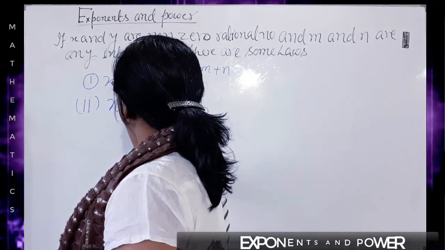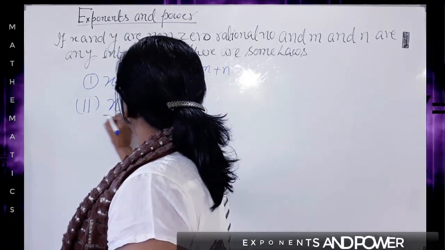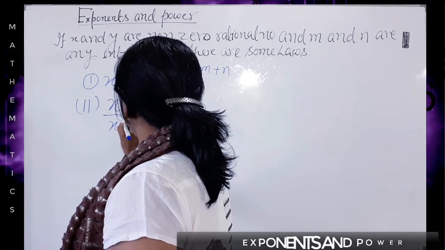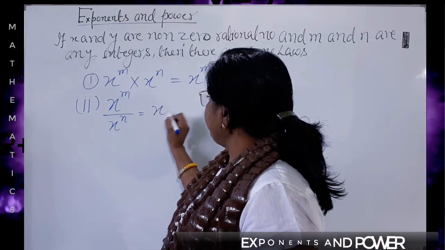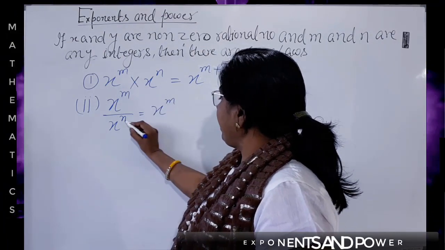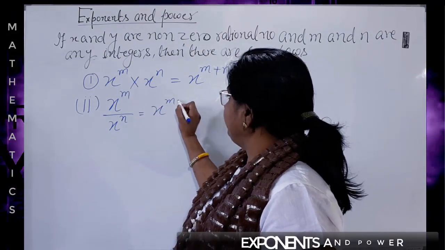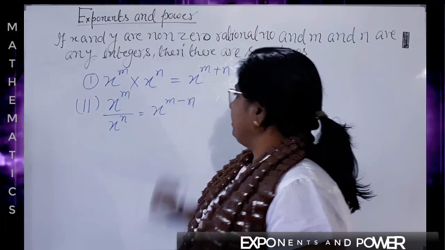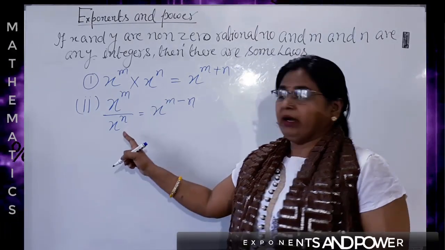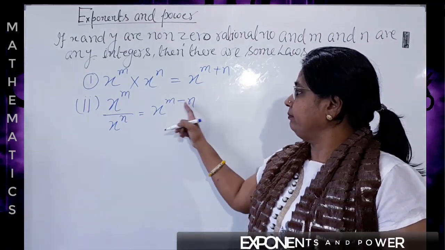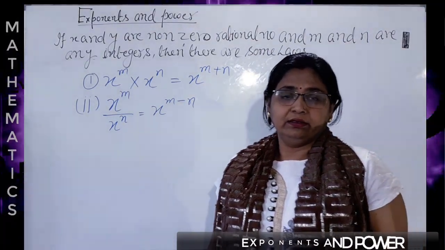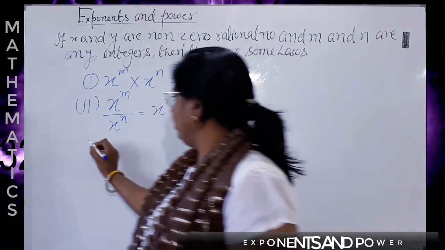Second law is x to the power m by x to the power n is equal, we can write x to the power m and n going up as minus. X to the power m by x to the power n is equal x to the power m minus n. Okay.